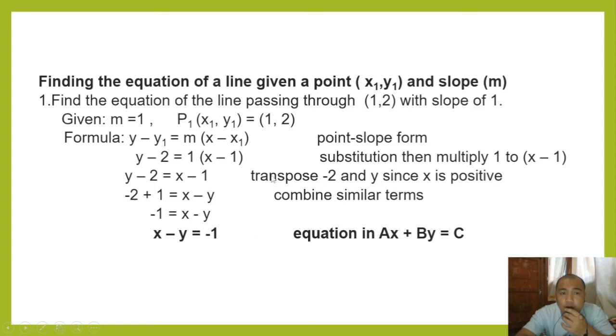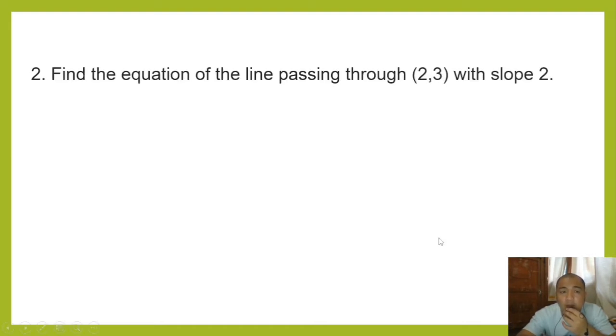Okay, so therefore the equation of the line passing through the point (1, 2) with slope 1 is x minus y equals negative 1, which is in the form ax plus by equals c. Right? So that is how to find the equation of a line given a point and a slope in the form ax plus by equals c, using the point-slope form of the equation of a line.